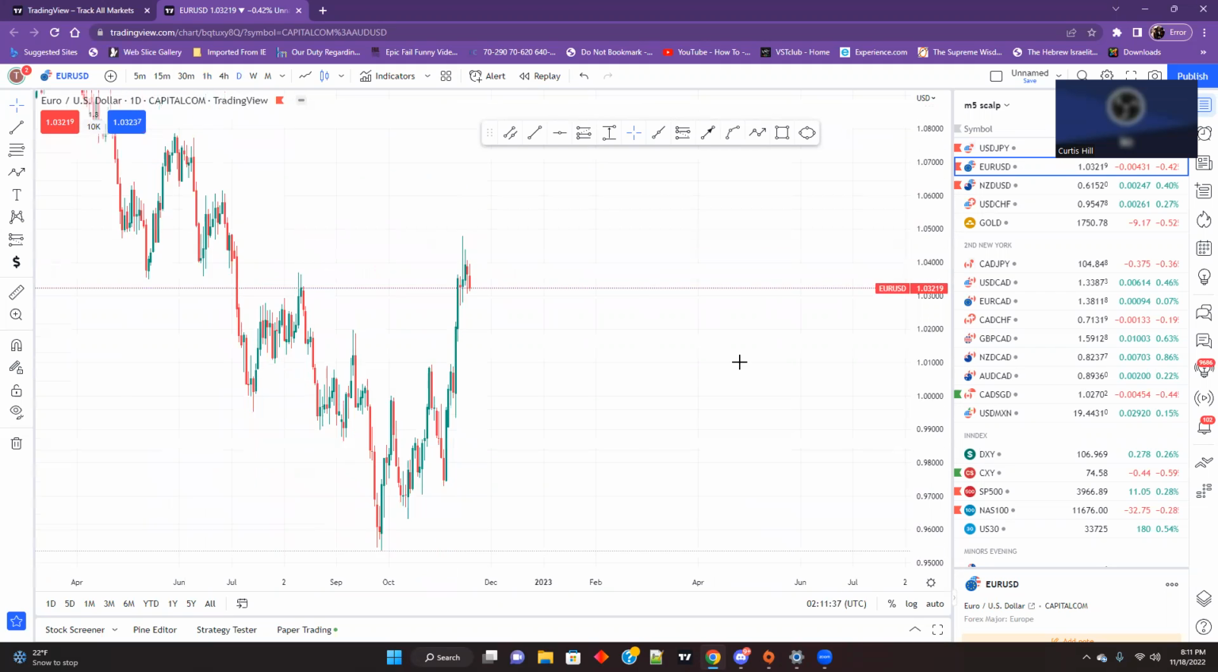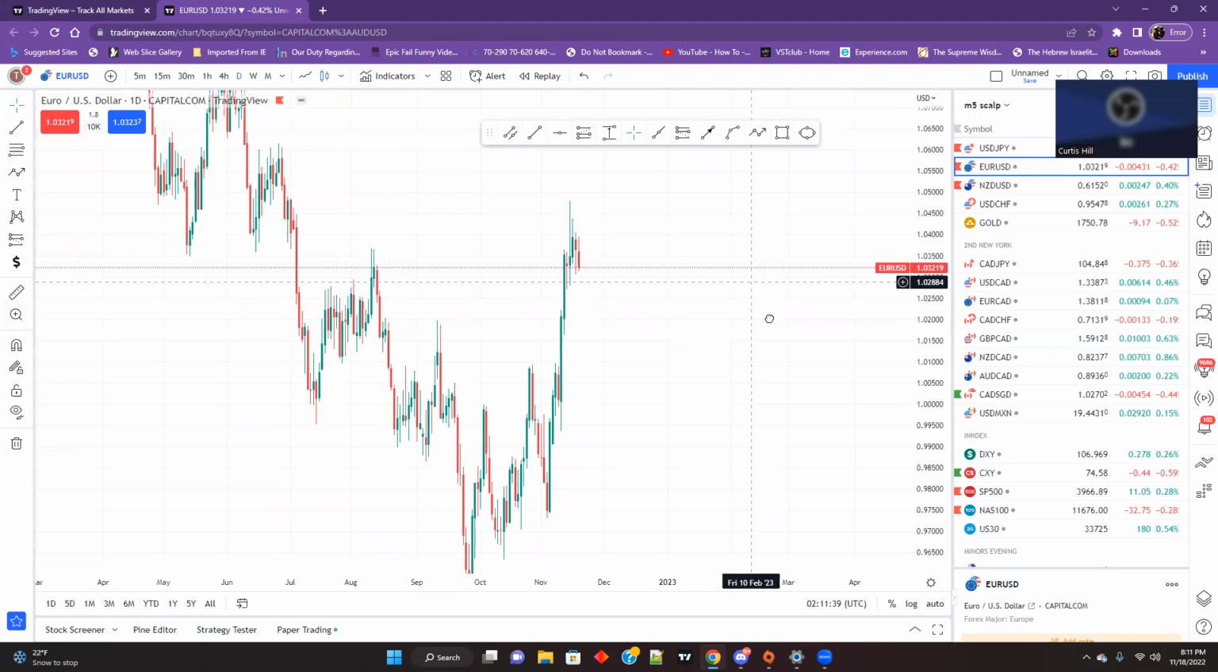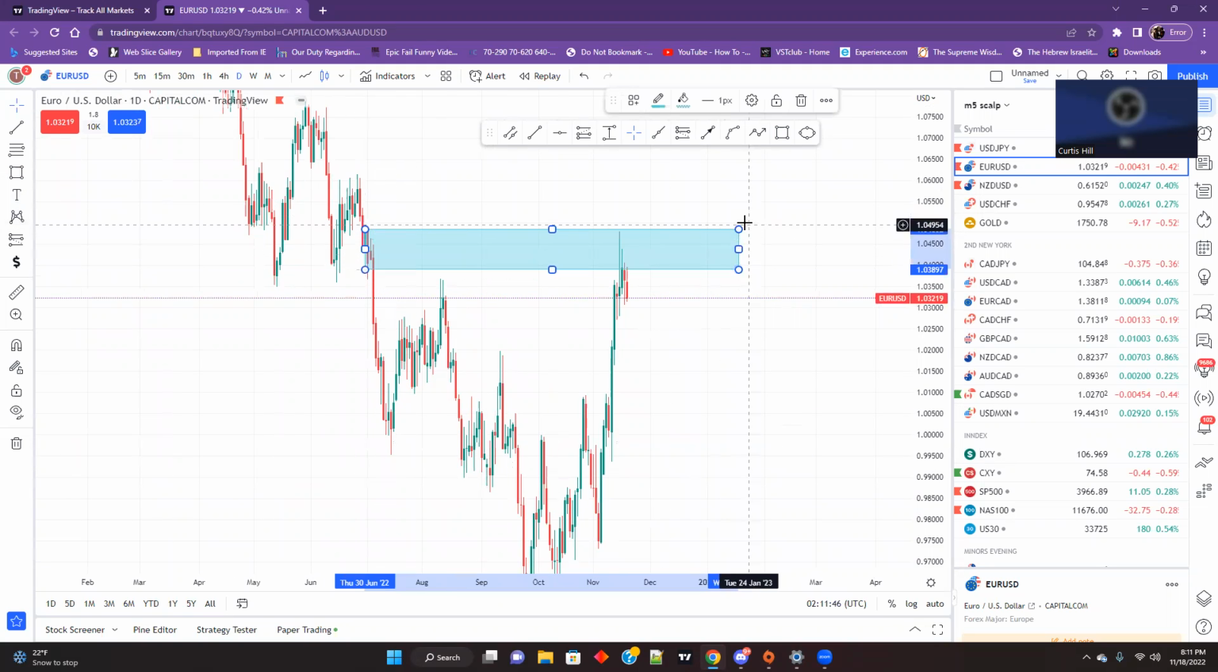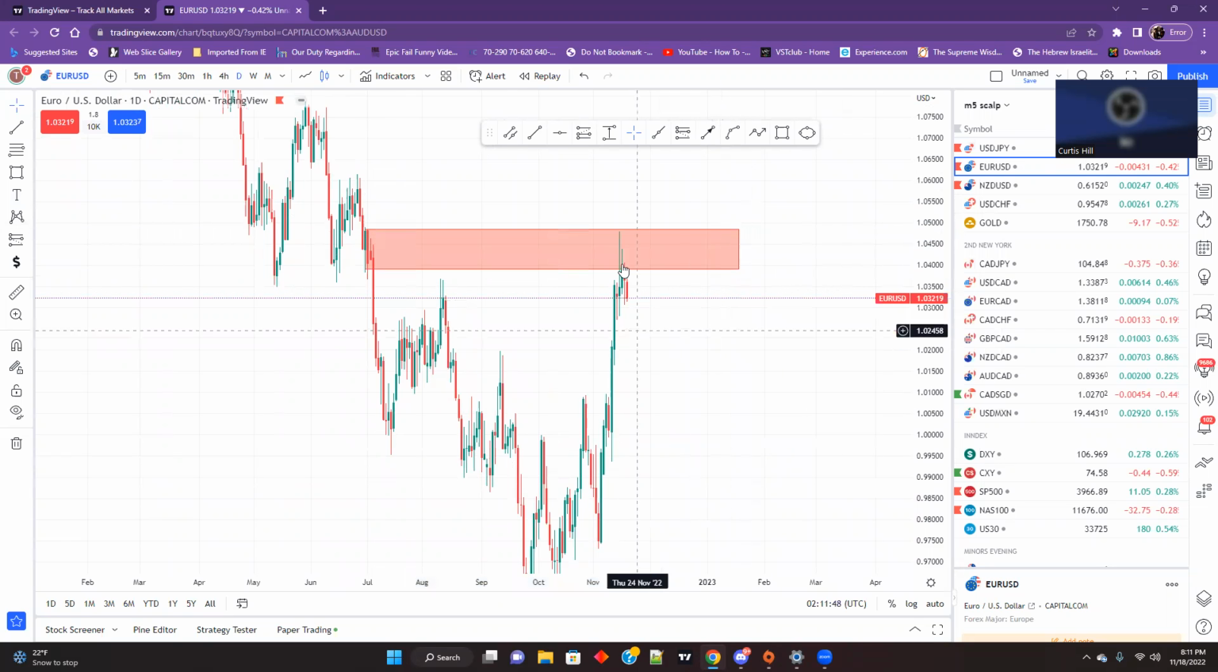All right, on the daily, what do we have here? We have a supply area right here, right? It hit the supply, it tapped it strong. It created a lot of liquidity off that move. That's why we have this move down. So let's see how we can get into this.